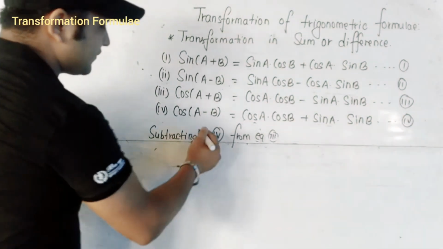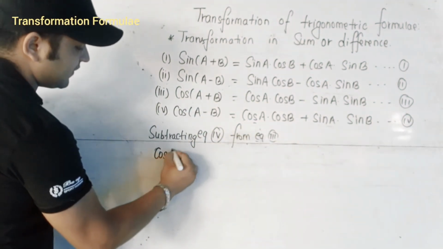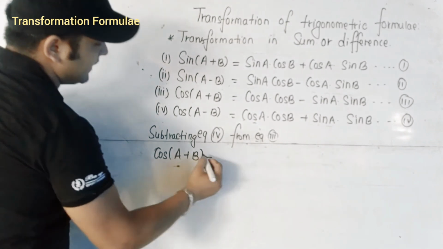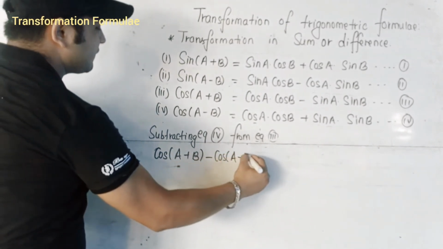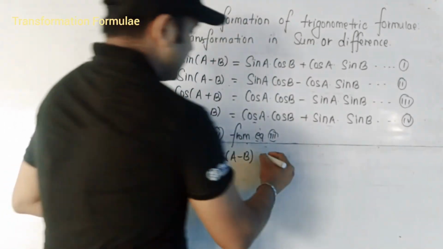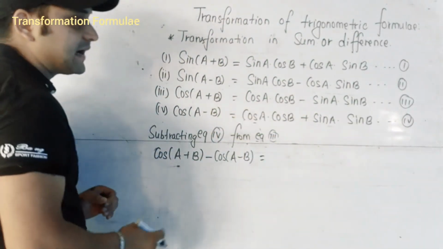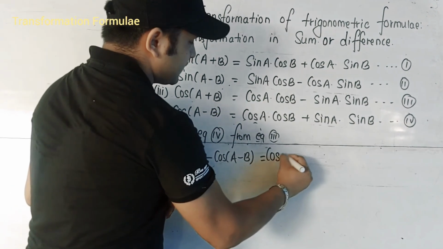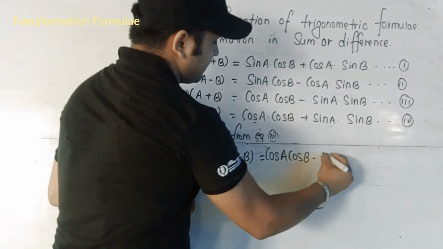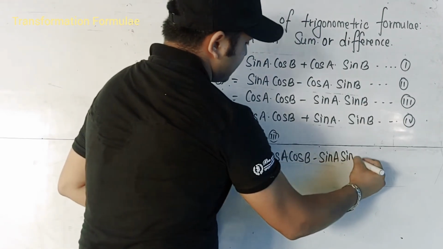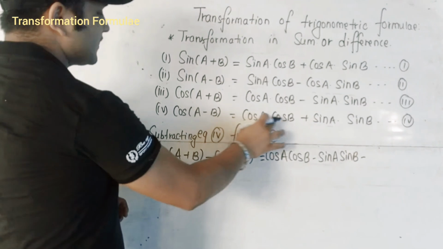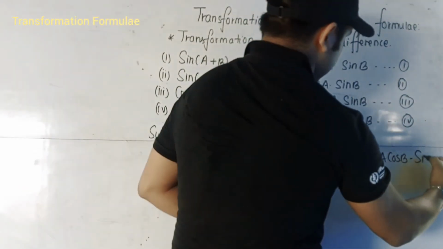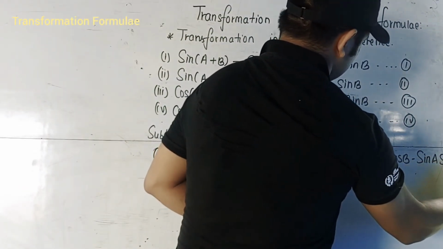From equation 3 we have cos(A+B) minus cos(A-B). We have subtracted the left hand side of equation 4 from equation 3. Now we have to subtract the right hand side of equation 4 from equation 3. Equation 3 is cos A into cos B minus sin A into sin B. Since we are subtracting, we need to change the sign. Cos A into cos B, the sign is plus, so it will be minus cos A into cos B. And you have plus sin A into sin B, which will change into minus sin A into sin B.